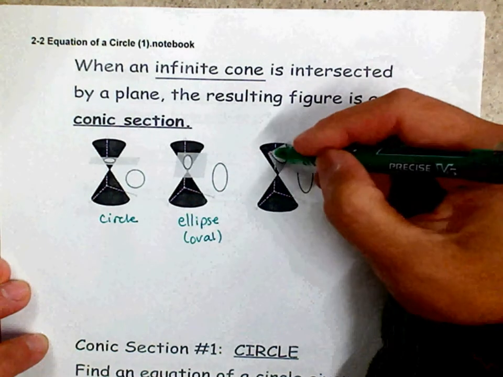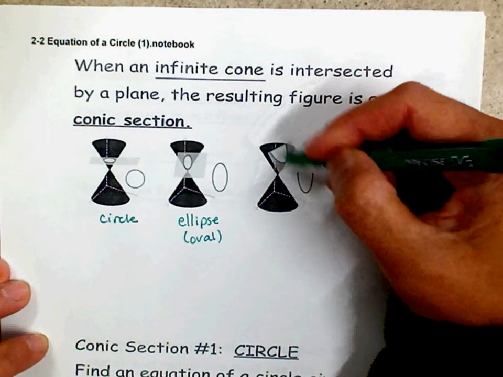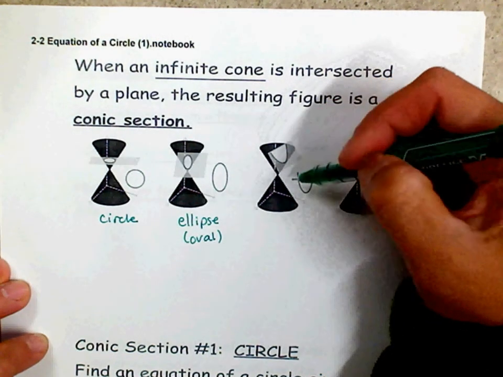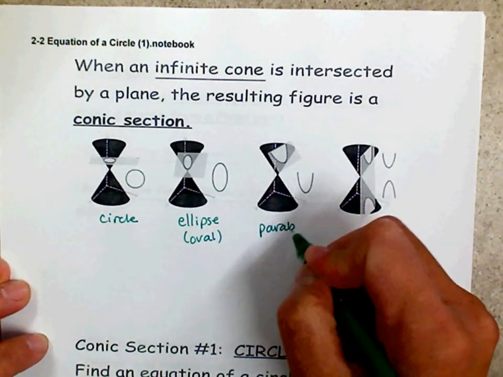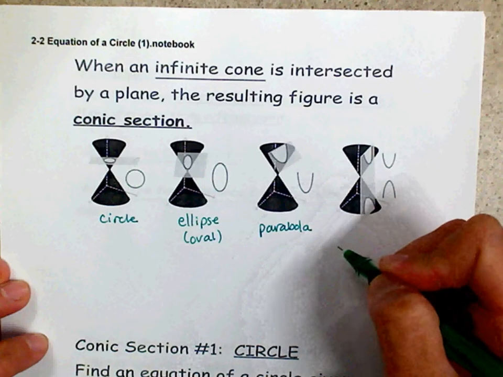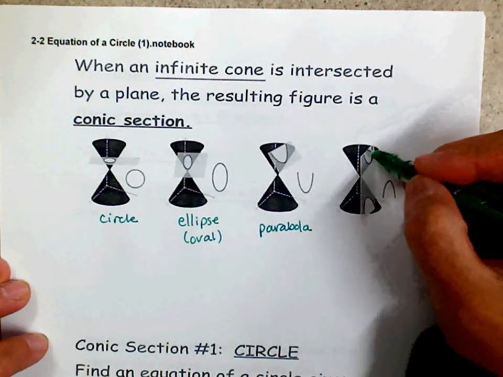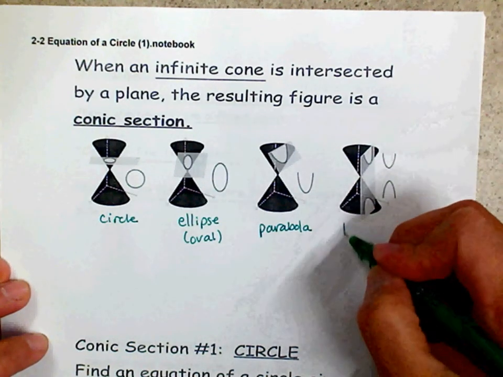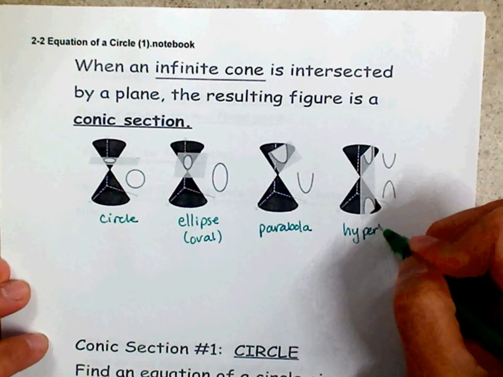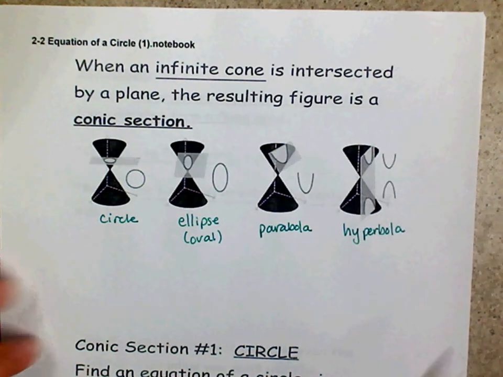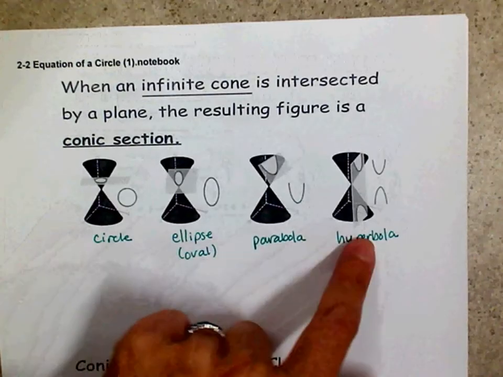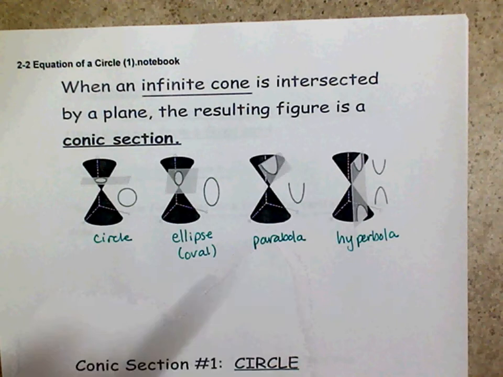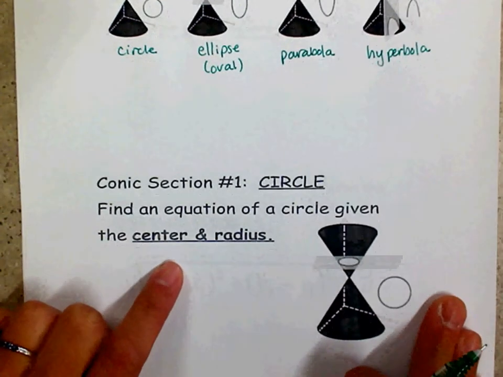When the plane cuts the cone at an angle like this, we get a shape called a parabola, which you just learned. And then if you cut it at two places, you get what is called a hyperbola. Okay? So we're going to learn all these four conic sections. You've already learned the parabola. Now we are going to learn all about a circle.